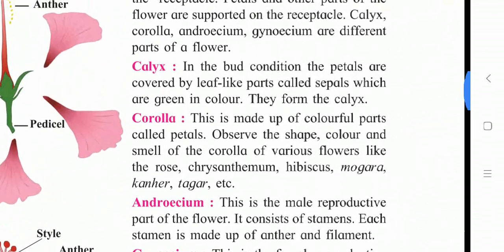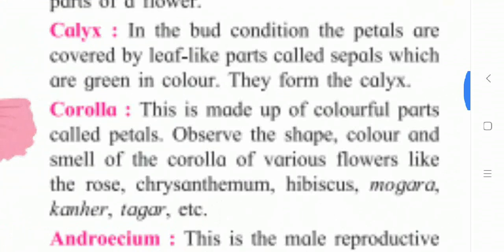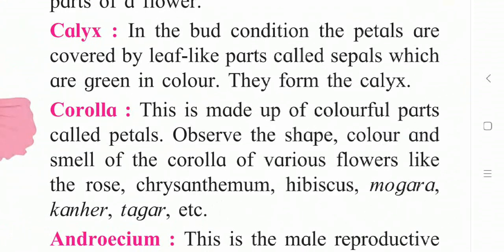So calyx. Calyx means in the bud condition the petals are covered by leaf-like parts called sepals, which are green in color. They form the calyx. The downside green part above the pedicel is the calyx.